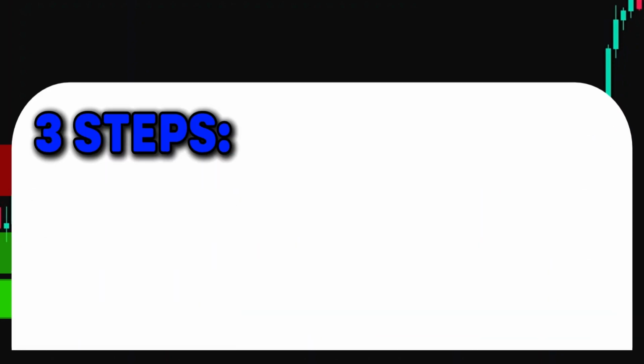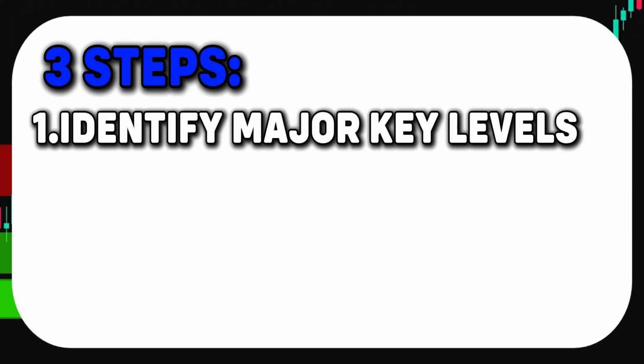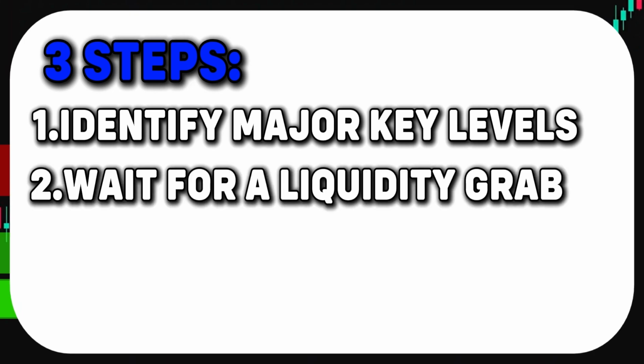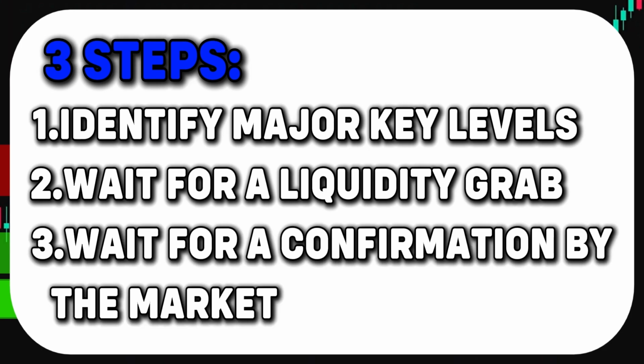There are 3 steps that you need to do as per the strategy. The first is to identify the major key levels. Second is to wait for the liquidity grab to occur. And the third and final one is to wait for the market to give a confirmation. This is all that you need to know. And once you learn this, you will earn huge profits from the market.